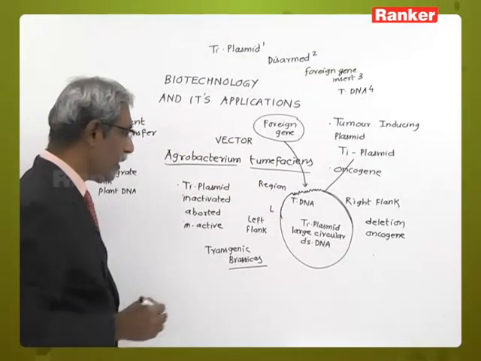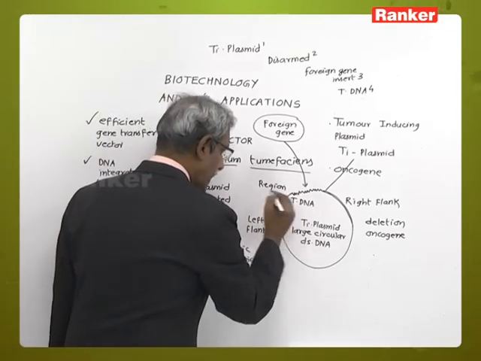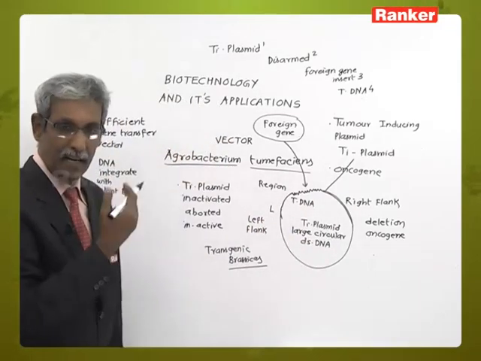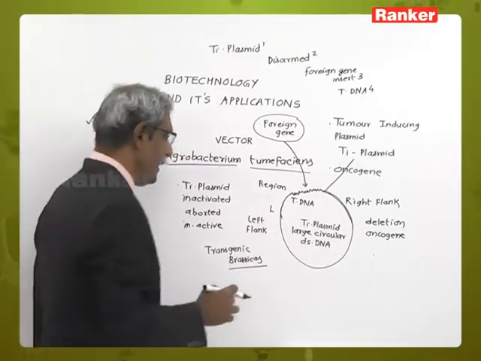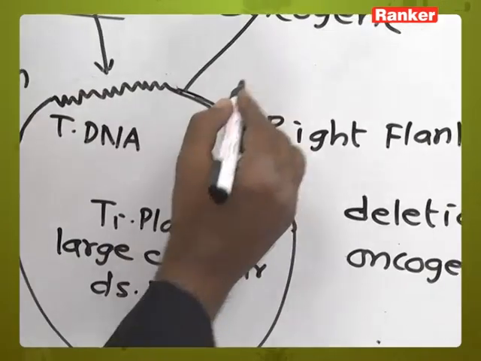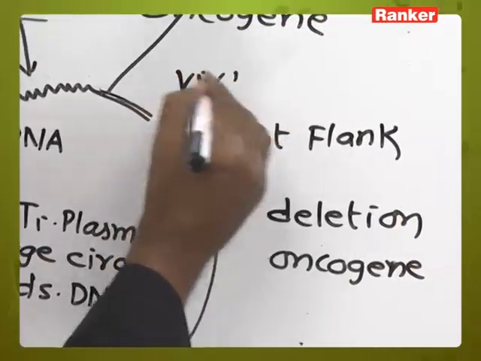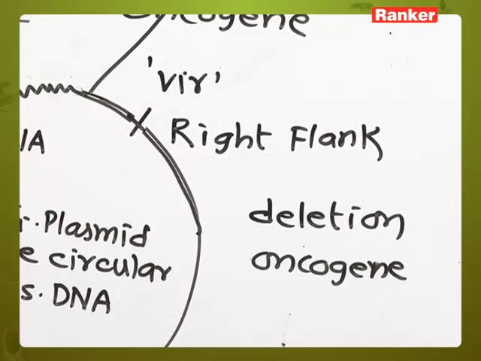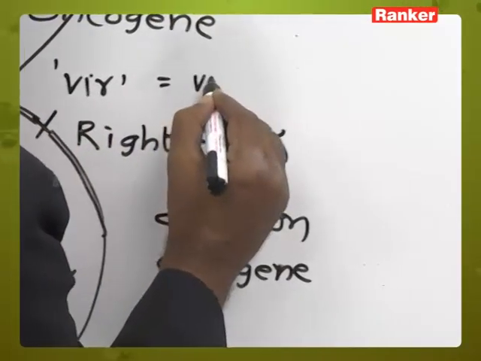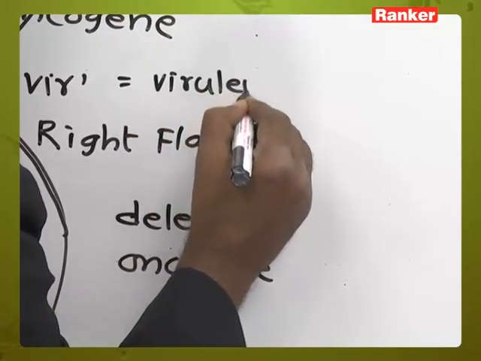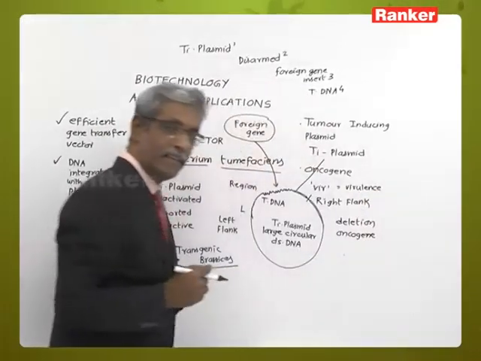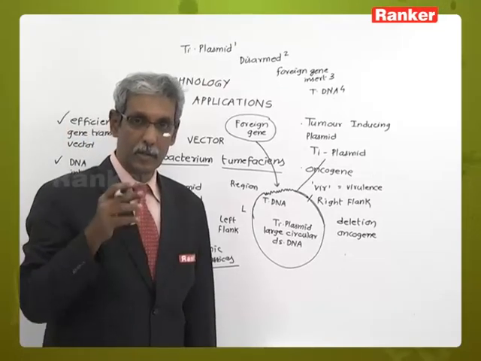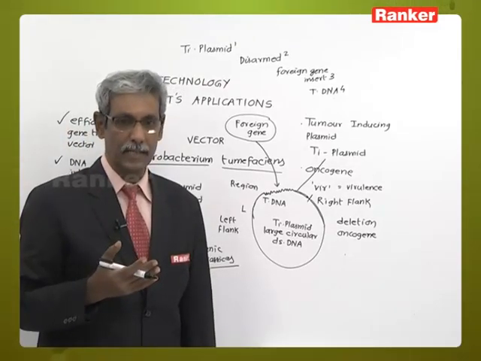and it has a left border and a right border, or a right flank and a left flank, and it also has a gene called VIR. VIR indicates virulence. So, it always carries a gene for virulence, so that it can attack the host cells.